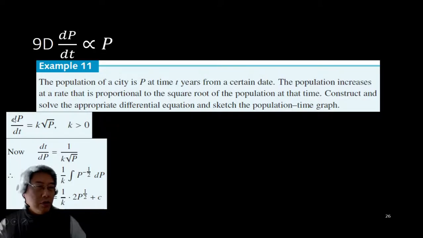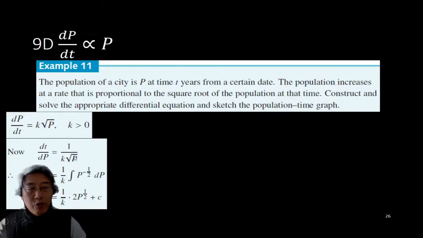So the way I would do that is transpose dt on the right and the root of p on the left. So that will give you dp over root p. The k will be transposed on the side of dp, so that will be 1 over k. What's left on the side is dt. You anti-differentiate, dt becomes t.